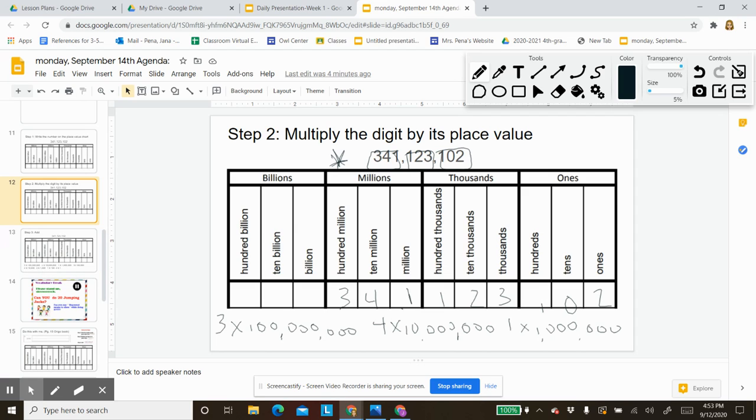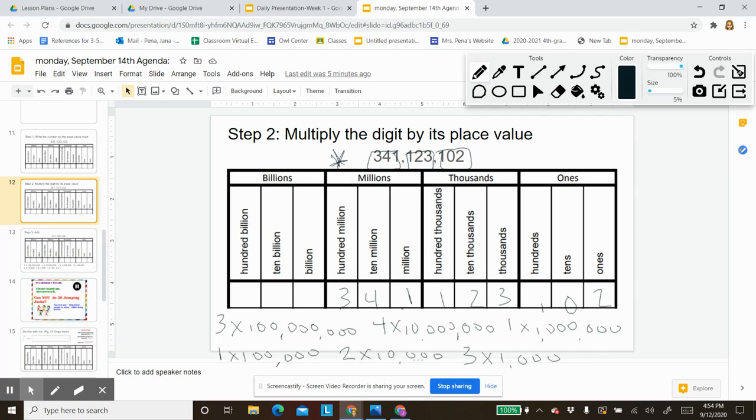Now I'm going to move on to my thousands grouping. I have 1 group of 100,000. Now I'm going to go to my 10,000s. I have 2 groups of 10,000. Now I'm going to move on to my thousands grouping. I have 3 groups of 1,000.